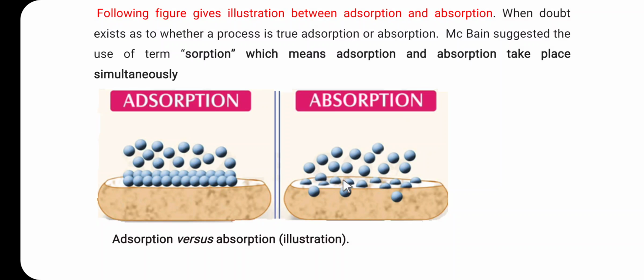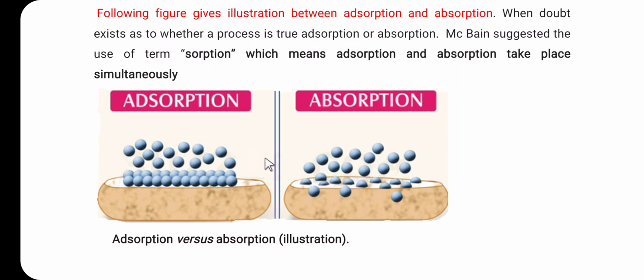This is the figure for absorption. In the case of absorption, this is the adsorbent while this is the adsorbate. The adsorbate is distributed throughout the body of the adsorbent, that is, the substance penetrates into the adsorbent. This is the main difference. Adsorption is a surface phenomenon, that is, there is a collection of the substance on the surface of another substance, while in absorption the substance penetrates throughout the body of the adsorbent.